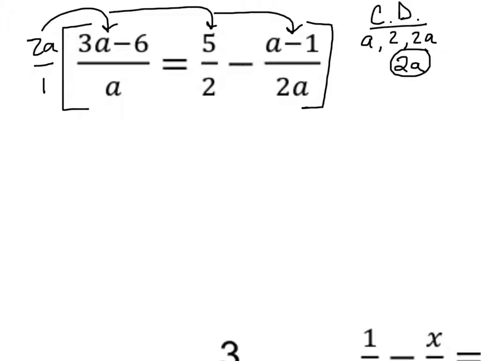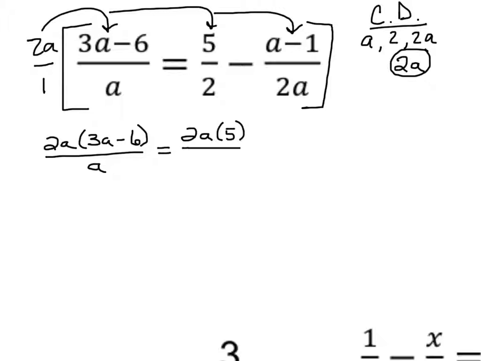When I do that, this is what I get. I'm going to write this all out. On the top, I've got 2a times the quantity 3a minus 6 all over a, equals 2a times 5 all over 2, minus 2a times a minus 1 all over 2a. Notice the bottoms didn't change yet because I'm just multiplying by 1. I take every top times 2a.